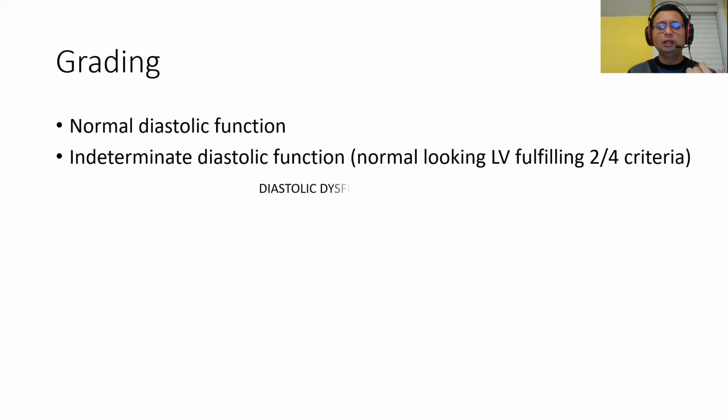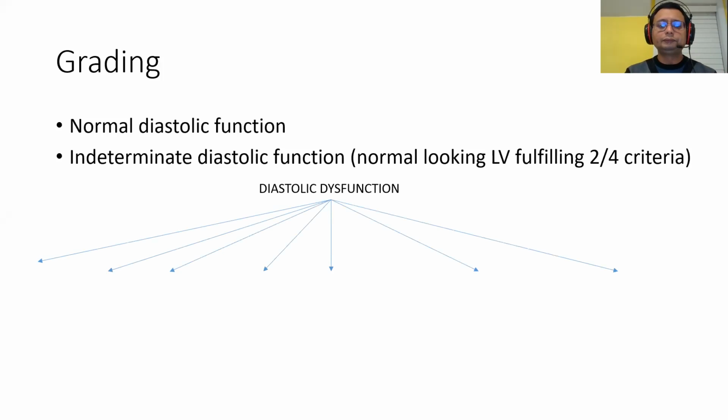Okay, so if you look at the classification here, you have grade 1, normal LA pressure, impaired relaxation. Grade 2, pseudo-normal filling, elevated LA pressure. Grade 3, restrictive type filling, elevated LA pressure.